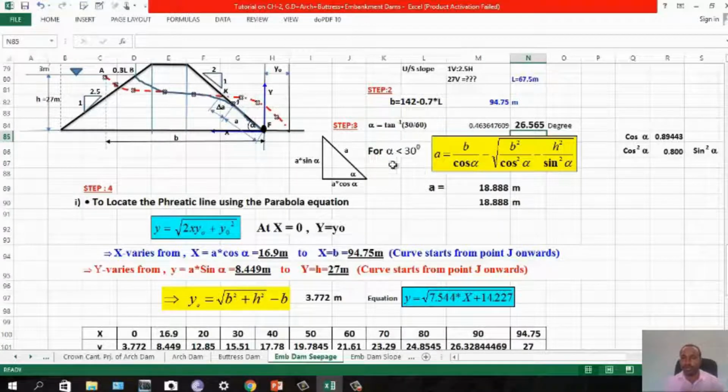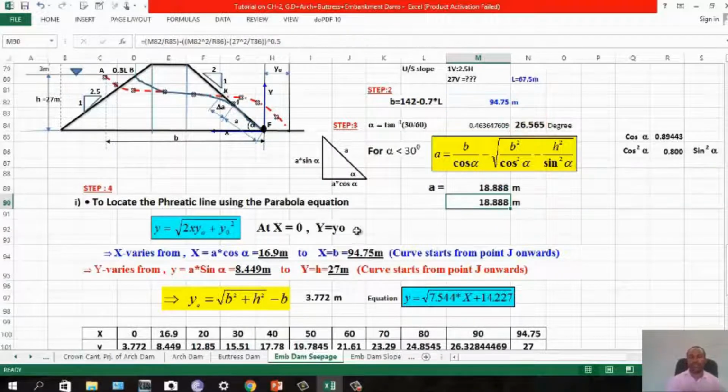For alpha less than 30 degrees, you have this equation. You can calculate using this equation A, which is this one. A means this one, up to J. So you have Kj, Jf. A plus delta A, you have Kf, this distance. A means the tangent point or inflection point from J up to the principal focus.